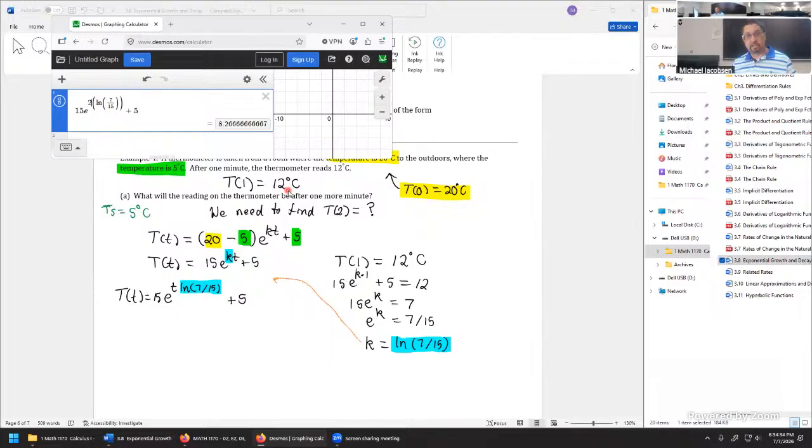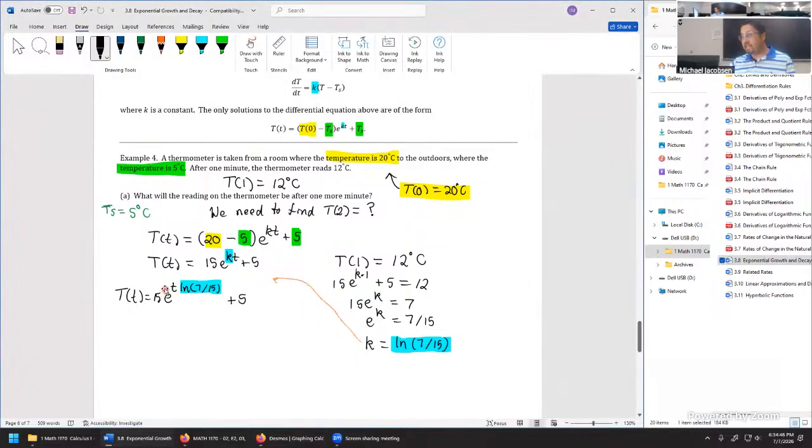So now if we plug in 2, that's our answer. 1 minute later, temperature at time 2 is now, I'll round to 1 decimal place, 8.3 degrees Celsius. Let's put that in for the notes as well, that the last step is temperature at time 2: 15 e to the power 2 natural log 7/15 plus 5, and this comes out as 8.3 degrees Celsius. So that's the resolution to this question here in part A.